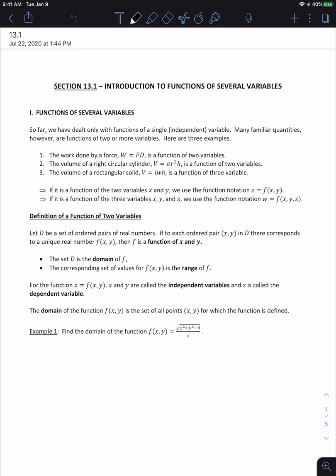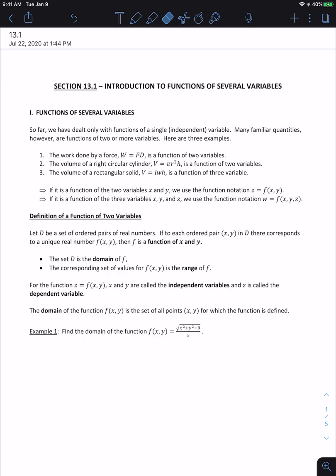So far we have dealt only with functions of a single independent variable, like y equals f of x. But in any case, we've only dealt with one variable. Many familiar quantities, however, are functions of two or more variables.